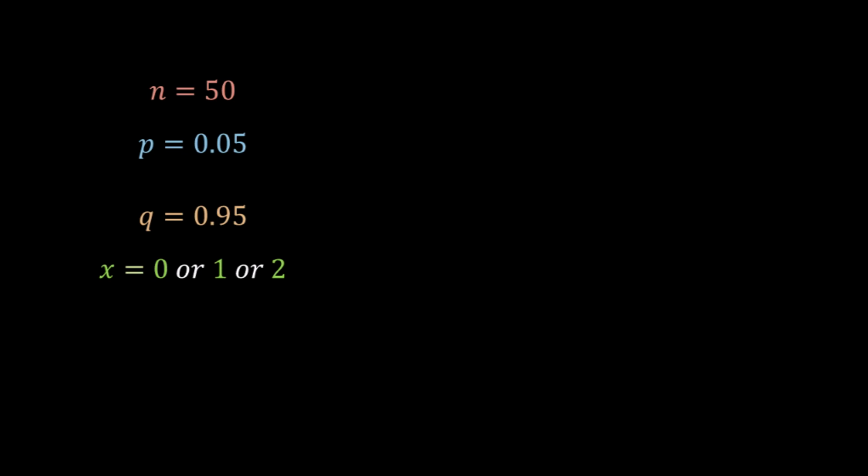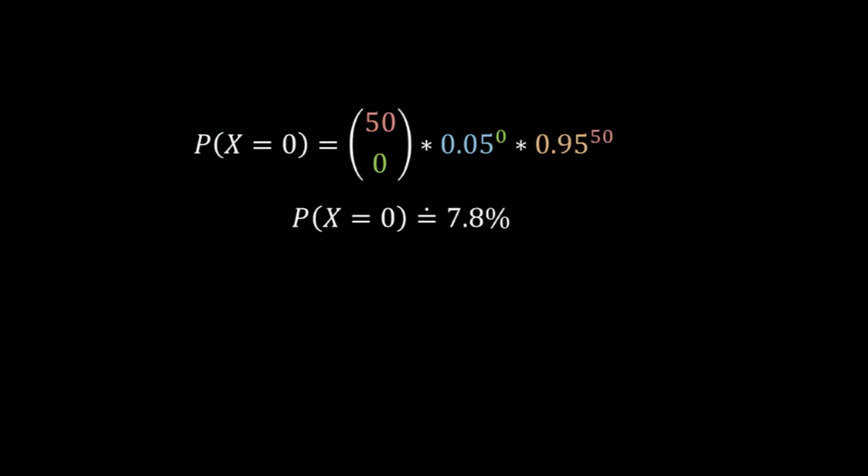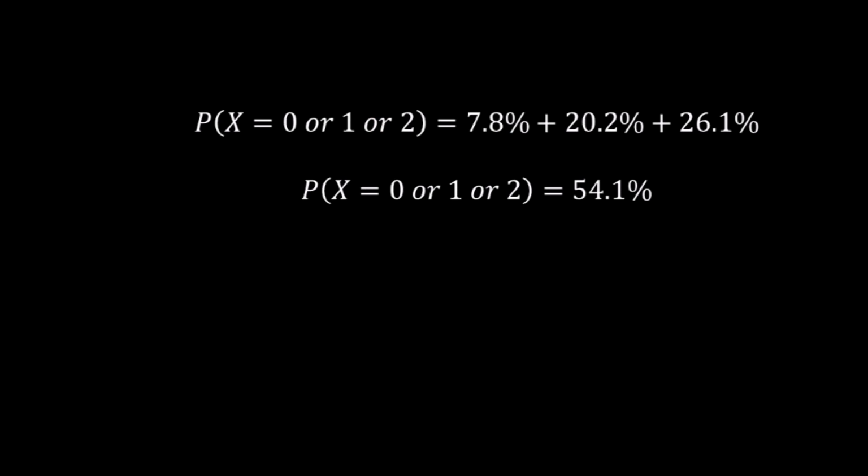We solve for each value of x and then add them up to see our total chance to escape. There's a 7.8% chance no guards see you, 20.2% chance 1 guard sees you, and 26.1% chance that 2 guards see you. And so in total, you have a 54.1% chance of escaping.